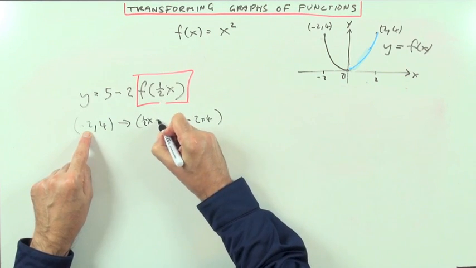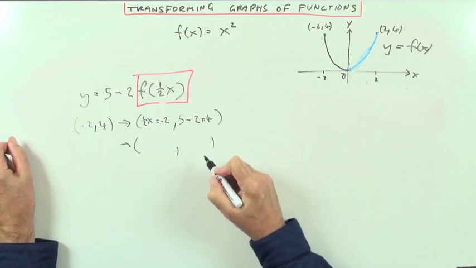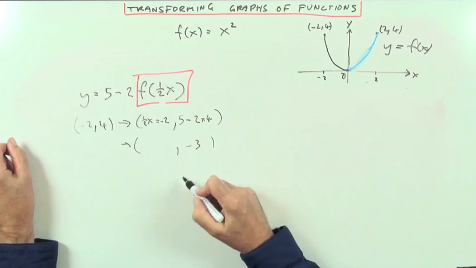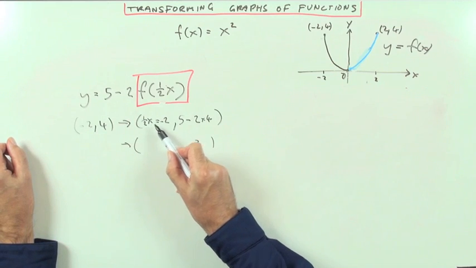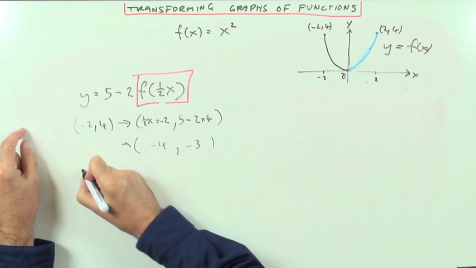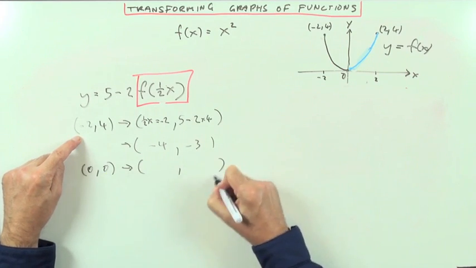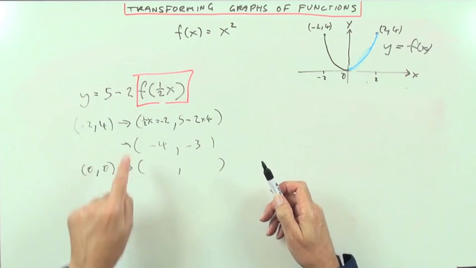So I could say a half of x was negative 2, which means it's going to go to 5 take away 8, which is negative 3. And if a half of x is 2, that means the new x will be, take 2 across and multiply, negative 4. The point 0, 0, where will it go? Well, answers.